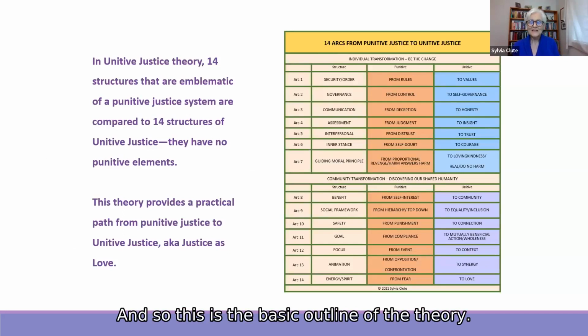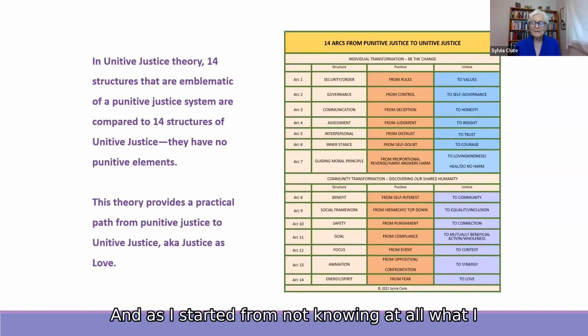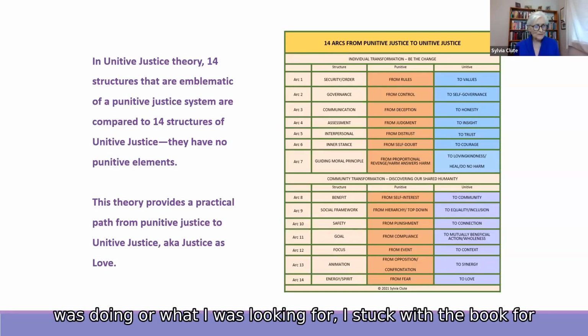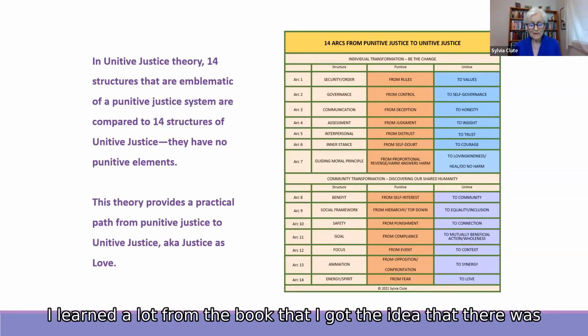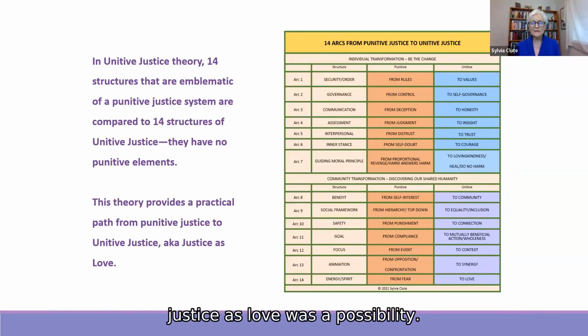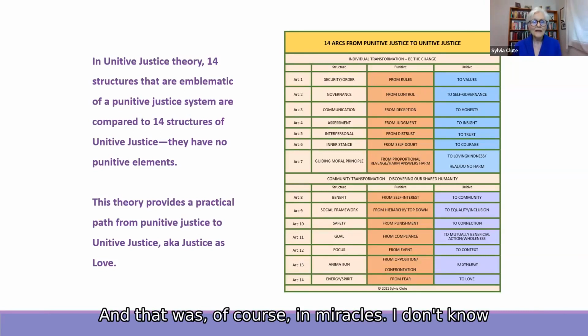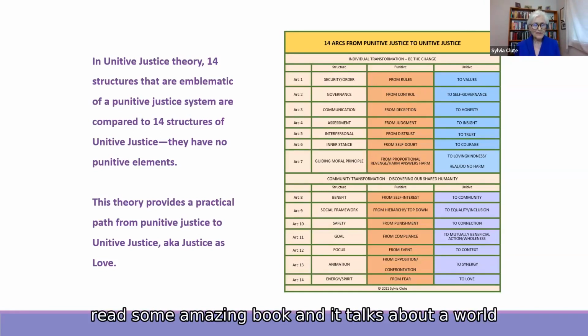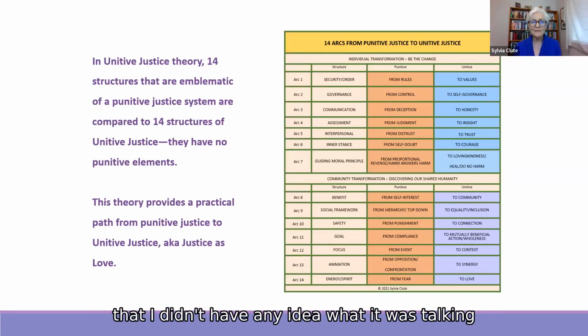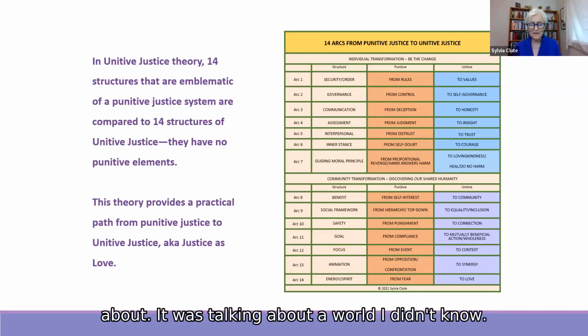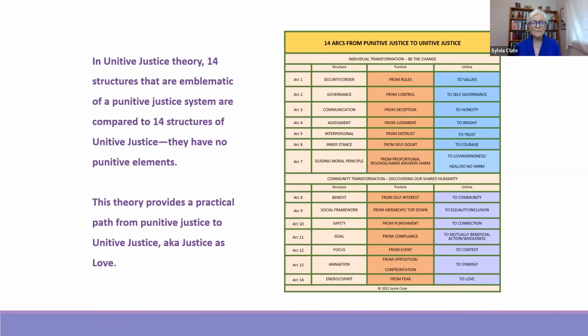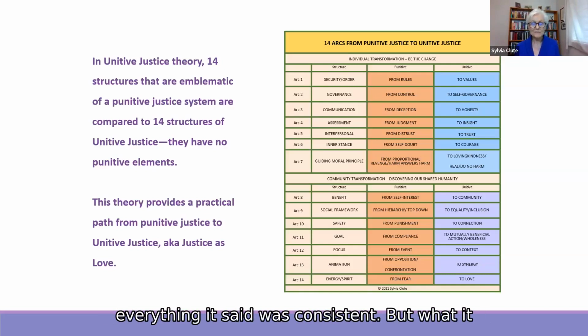And so this is the basic outline of the theory. As I started from not knowing at all what I was doing or what I was looking for, I learned a lot from a book that gave me the idea that justice as love was a possibility, and that was A Course in Miracles. I don't know if any of you have read it, but it's an amazing book, and it talks about a world I didn't have any idea what it was talking about. But one thing that was very clear to me was that everything it said was consistent.